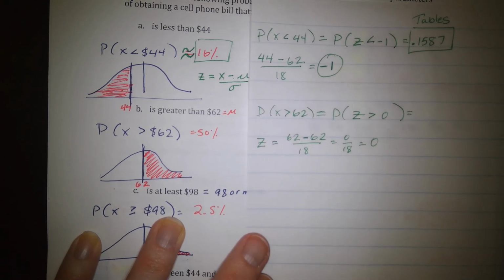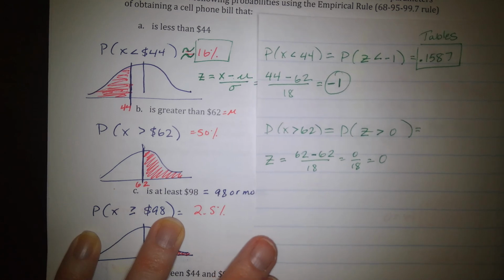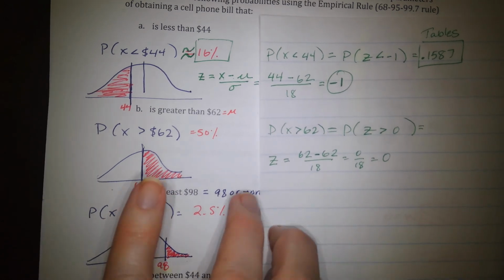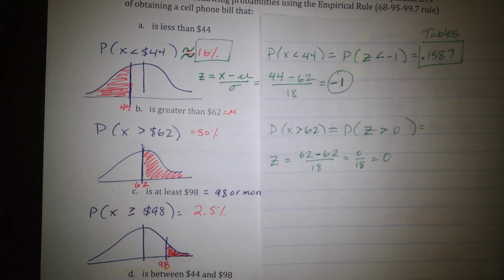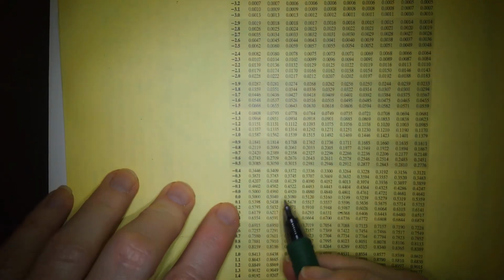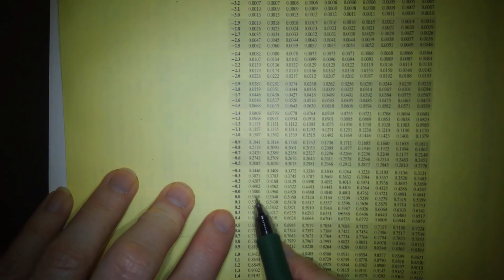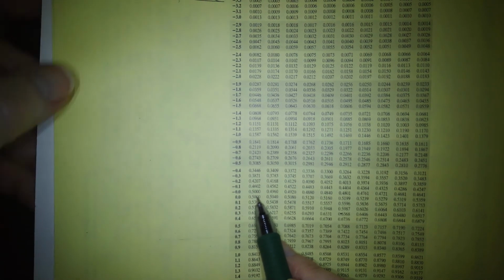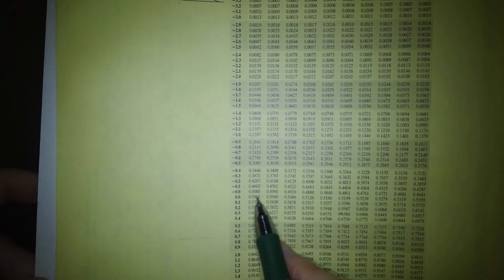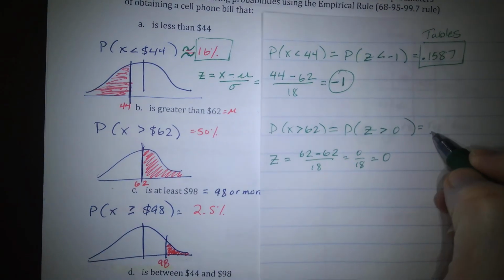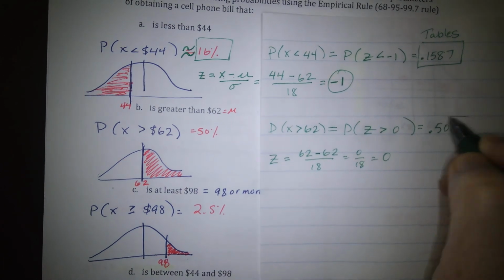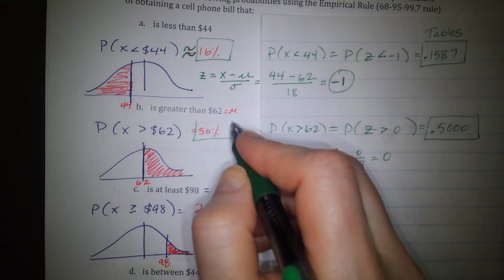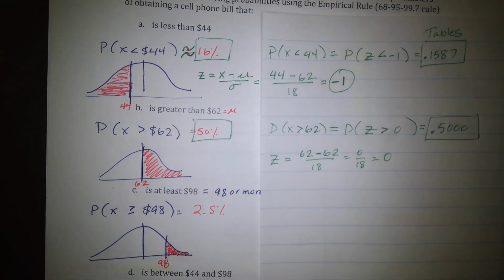Okay. All right, so let's go back to the table and let's look up a z-score of 0. Here's a z-score of 0 right here. It has a probability of 0.5. That's exactly what we thought it was going to be based on our empirical probability. And that should match. And it does.